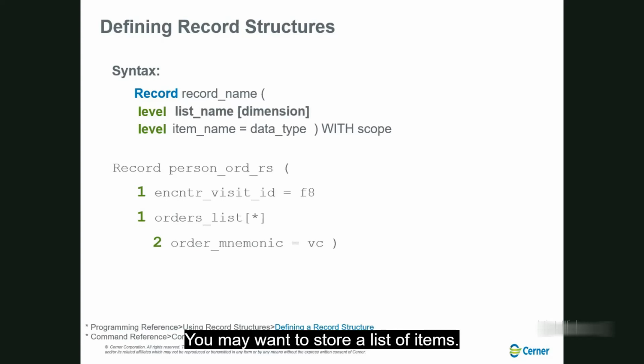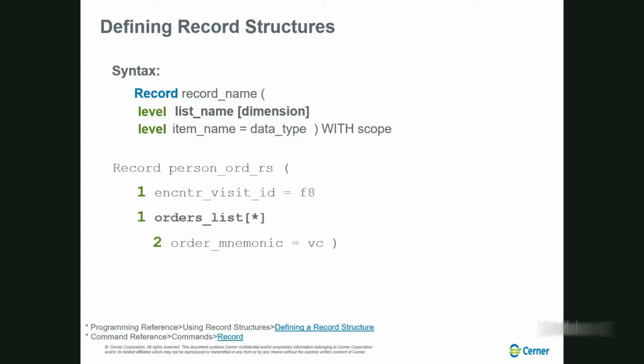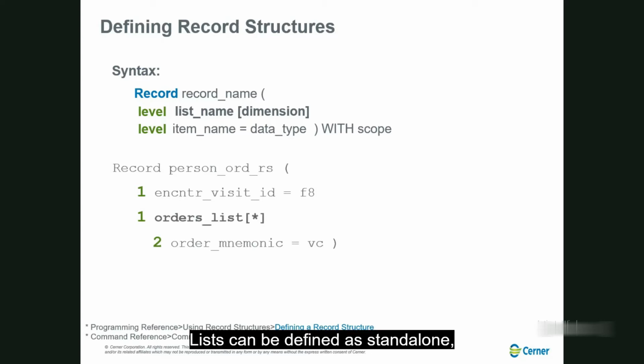You may want to store a list of items. For example, maybe you're going to store a list of orders like the orders list that is in the person ord RS record structure. Lists can be defined as standalone, independent lists, or the list can be nested. To establish a list, the list is assigned an appropriate level and then provided a user-defined list name, such as orders list.